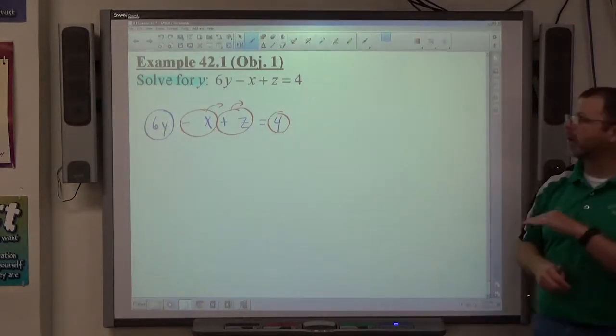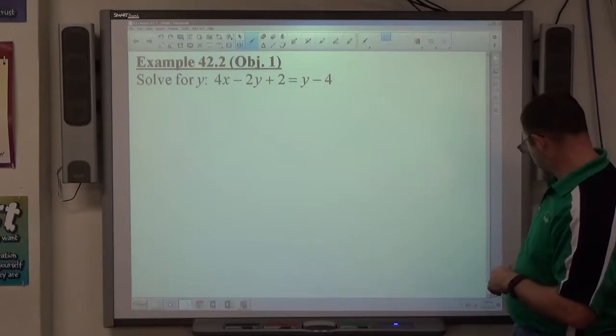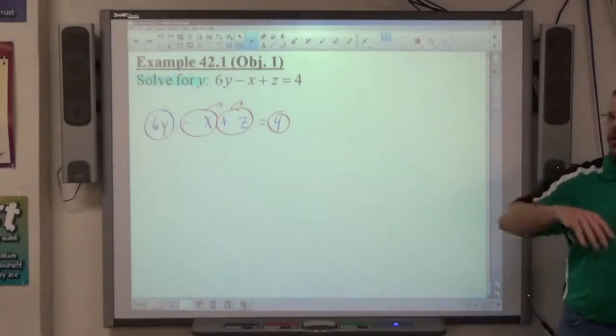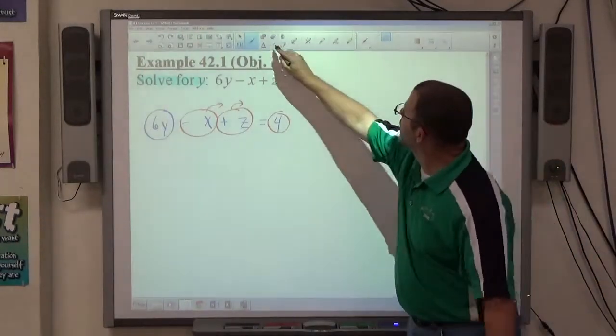Okay, I'm going to do it both ways, I think. So I'll do it both ways here. It used to be where I had the same problem twice, we did it both ways, but I'll just do it both ways here. I'm going to put a line down the middle here.